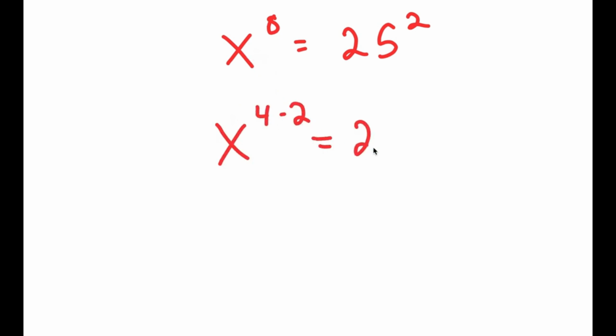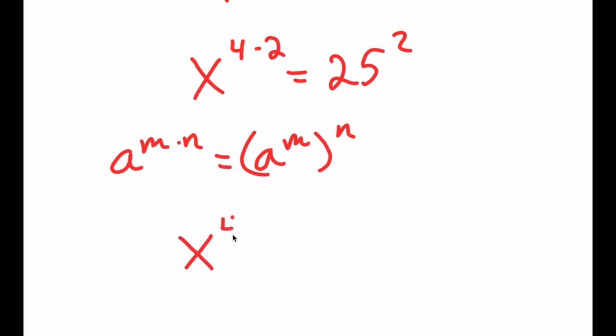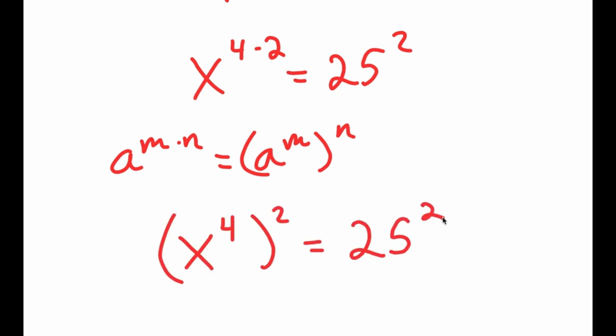Alright, so in this video, I'm going to solve the equation x to the power of 8 is equal to 25 squared. So to solve this, I'm going to first rewrite this as x to the power of 4 times 2 is equal to 25 squared. And if I have something in the form a to the power of m times n, this is equal to a to the power of m, to the power of n. So x to the power of 4 times 2 is equal to x to the power of 4, to the power of 2, and this is equal to 25 squared.